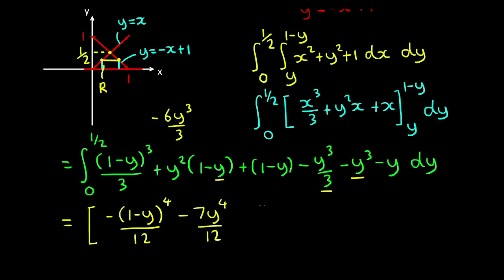And then we have a y squared term, so that gives y cubed on 3. And minus y is negative 2y, so that gives negative 2y squared on 2. And finally the integral of 1 is y. And that's evaluated at 0 and 1/2.